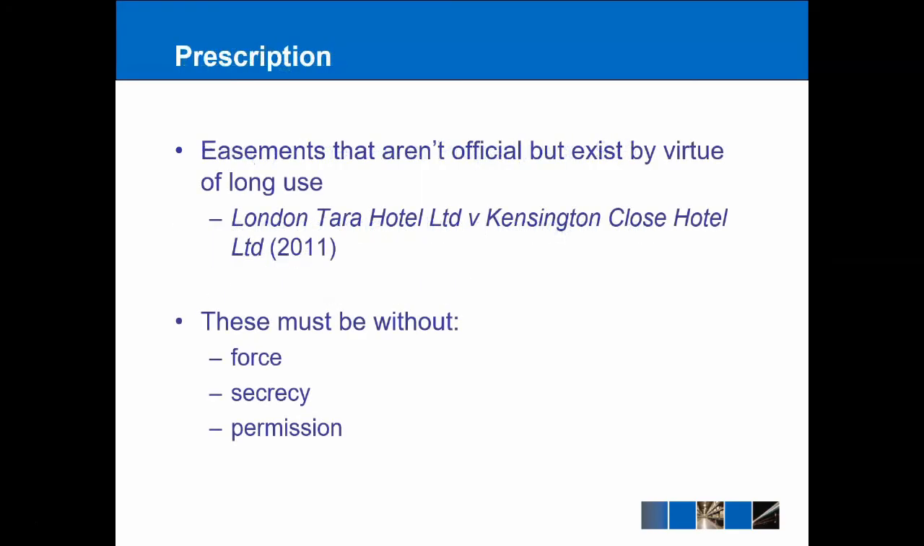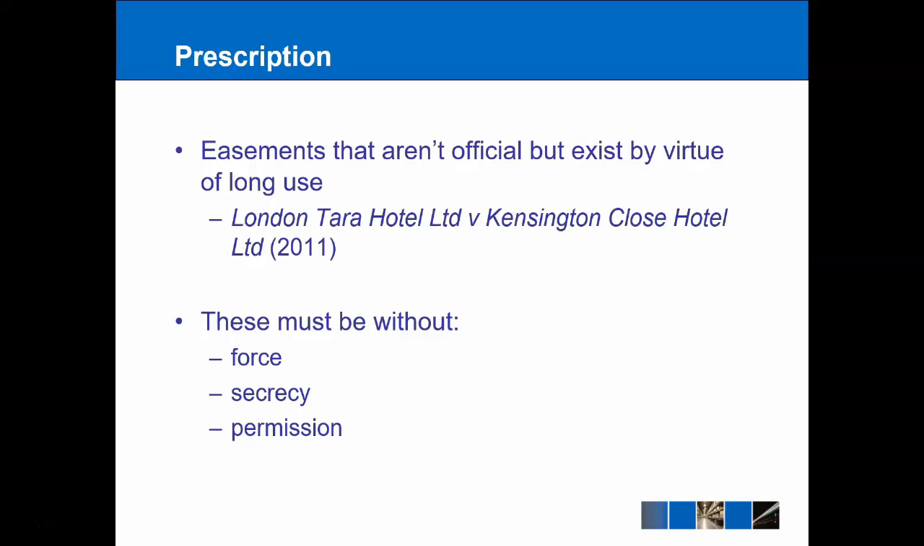Finally, we also have prescription, and the idea here is that these are easements which aren't official in any way, but they exist by virtue of long-term use. So we've got this case from 2011, London Tower Hotel Limited v Kensington Close Hotel Limited. These were two hotels that were next to each other. There was a service road that was between the two hotels. It was owned by one of them, but both of the hotels made use of it. And it wasn't very clear that the road was actually owned by one of them. And over a period of more than 30 years, that road had just been used by both of the hotels, even though one of them owned it and one of them didn't.